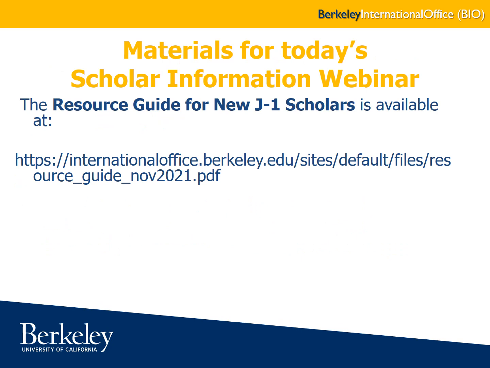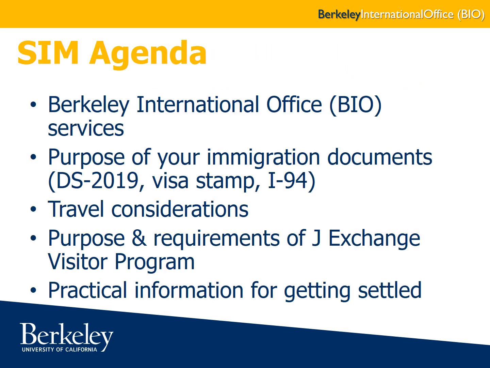The information we will review today is also included in the Scholar Information Meeting Resource Guide. To download, please follow the link on this slide. This presentation will cover the following items: the Berkeley International Office services and the purpose of your immigration documents, such as your DS 2019, visa stamp, and I-94 admission record. We'll also review travel considerations, the purpose and requirements of the J Exchange Visitor Program, as well as practical information for getting settled.